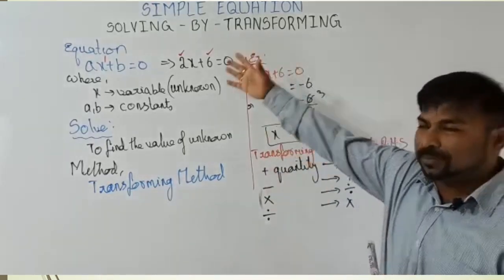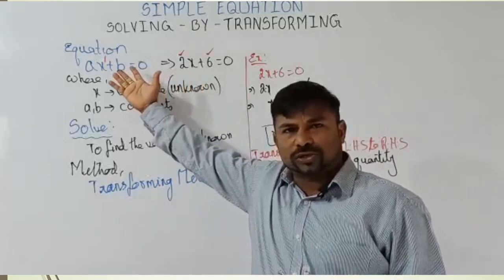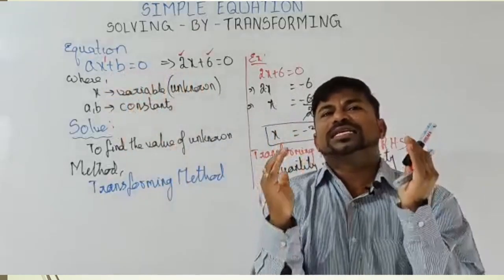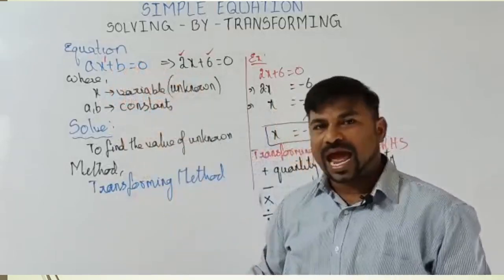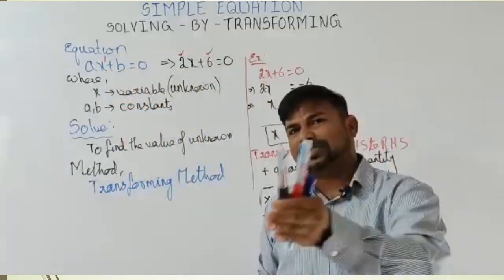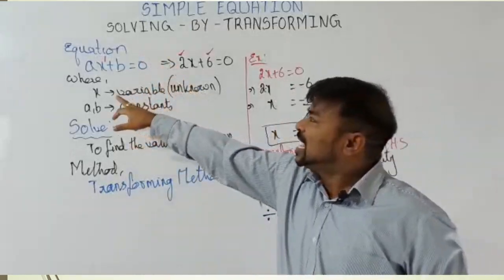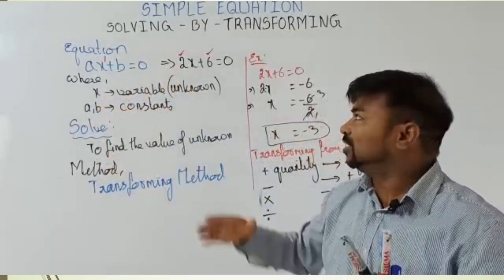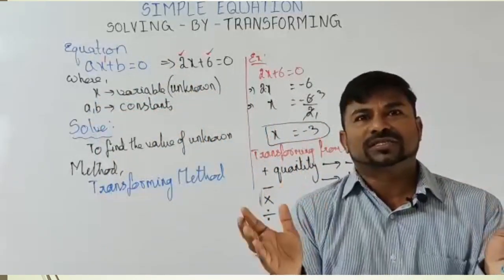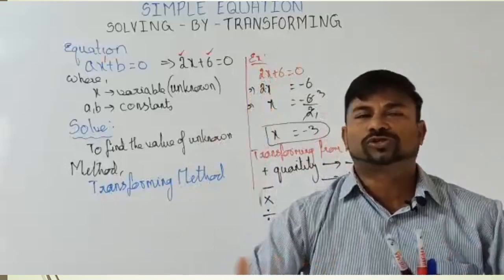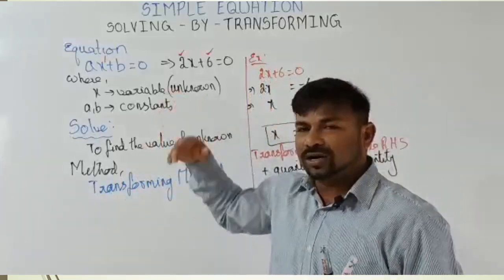Okay, so I repeat. Let me go for one more example. Equation: a simple equation is in the form ax + b = 0. I gave you an example, 2x + 6 = 0. Here in this equation, x is the variable, which is the unknown, and a and b are the constants. Constants are those having fixed values, like 2, 3, 6, -3, 4, something like that. They are the constant values.